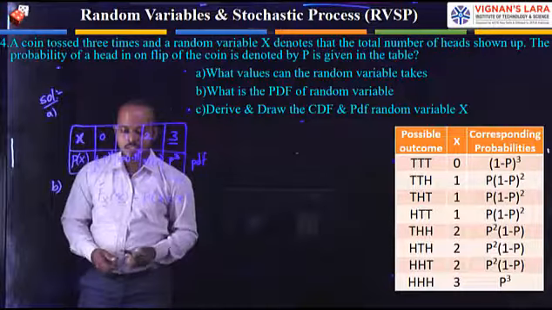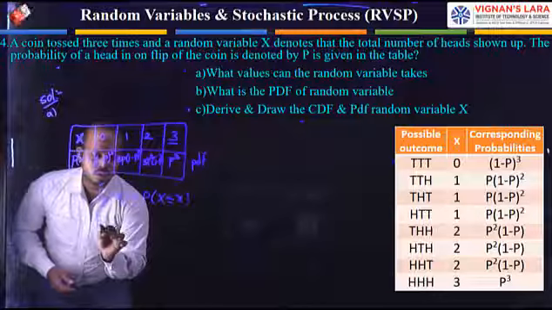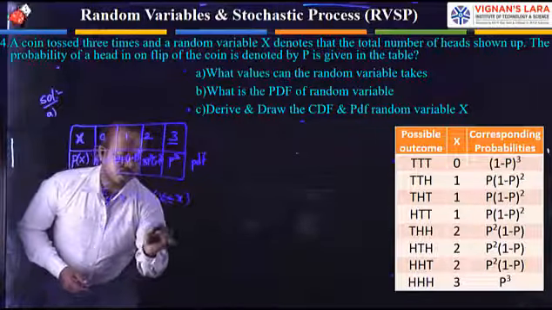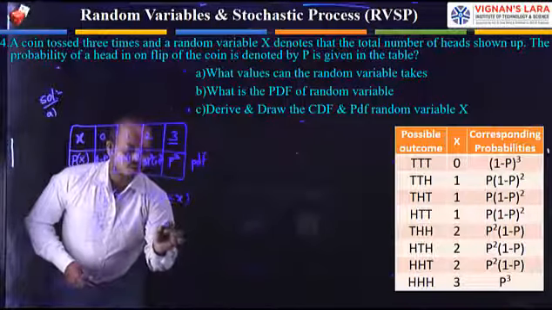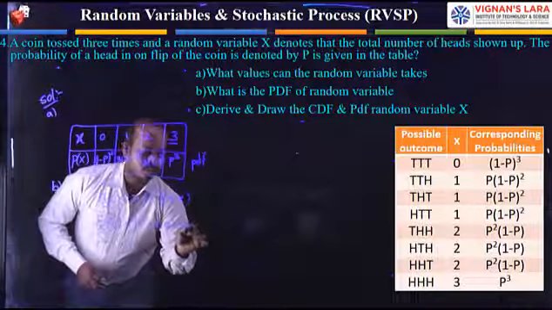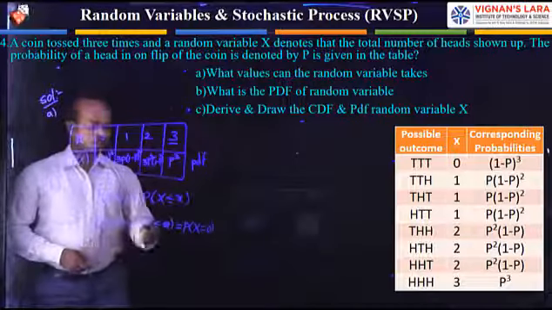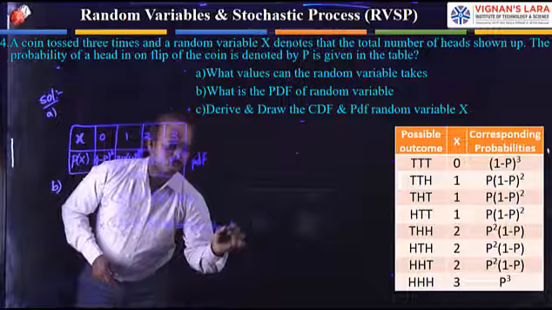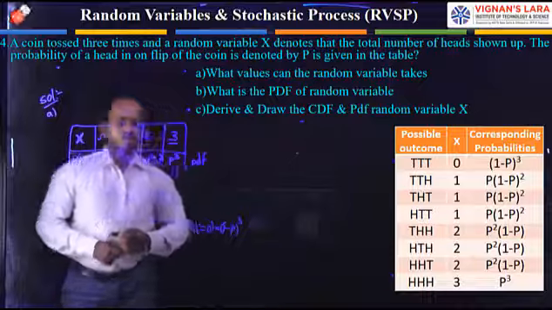Now I am finding the distribution at 0. That one is F x of 0 is equal to the probability of capital X less than or equal to small x, whose value is 0. I am writing x is equal to 0. At x is equal to 0, the quantity is 1 minus p whole cube.